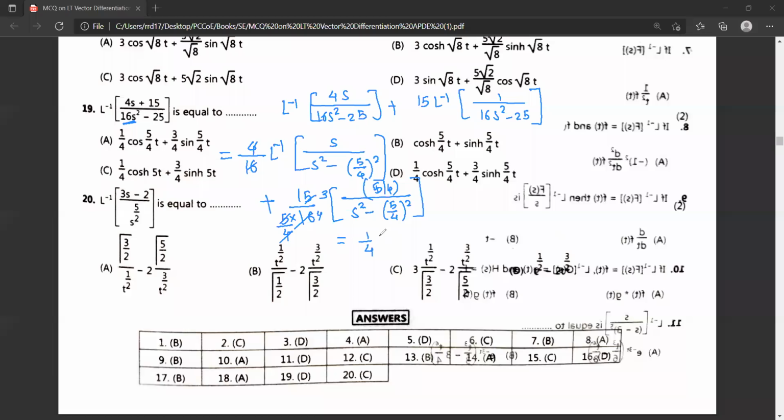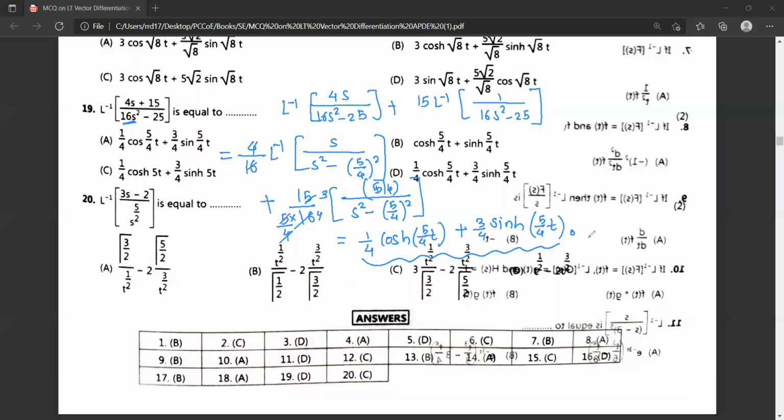This is minus, so that's why it is going to be cos hyperbolic 5 by 4 times t, plus there is 3 by 4 times sine hyperbolic. Did I make any mistake? No. Sine hyperbolic 5 by 4 times t. That is going to be your answer. Understood? Is the adjustment clear? Yes, sir. Any doubt in this type of adjustment now? Any doubt? No, sir. All right.